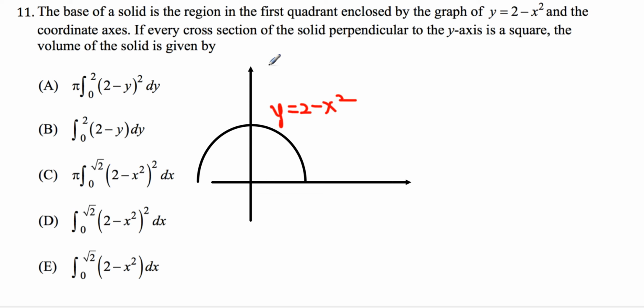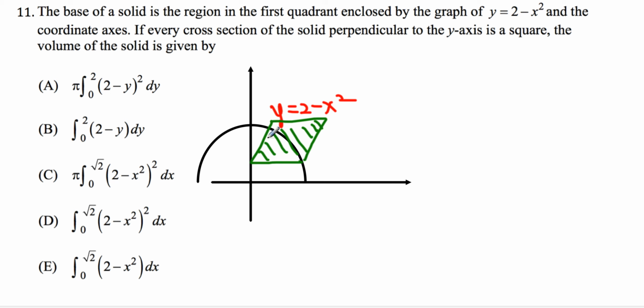Now, the cross-section of the solid perpendicular to the y-axis is a square. So that means, in fact, we're going to get a square that looks like this. I'm drawing the parallelogram-looking thing, but I'm trying to put the 3D image here. So that's why it looks something like this.